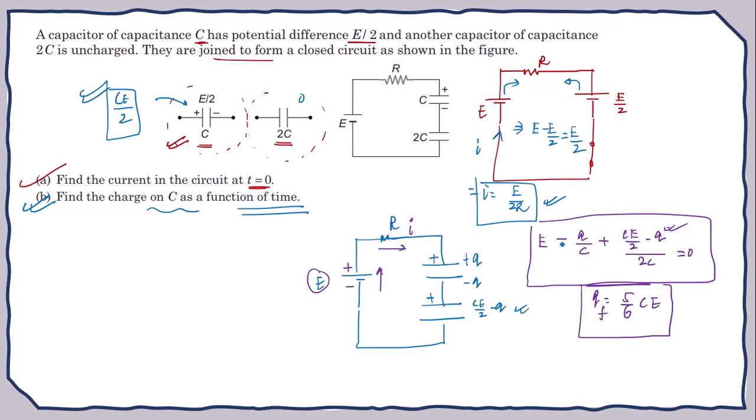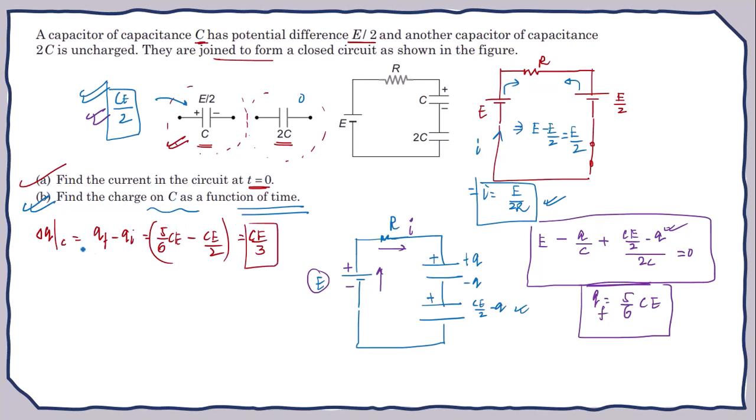Now, initially the capacitor has a charge of CE by 2. Now the final charge becomes 5 by 6 CE. So I can write what is the net charge increase, delta Q, for this situation. So delta Q for the capacitance C can be written as Q final minus Q initial, that is equal to 5 by 6 CE minus CE by 2, that is the initial charge. So that can be written as equal to CE by 3. So this is the total charge gained by the capacitor C.